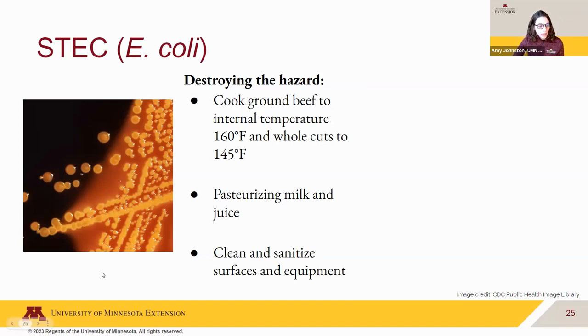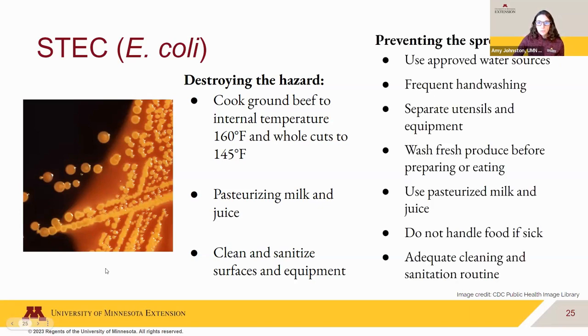Pasteurizing milk and juice made from raw fruits and vegetables will also destroy the bacteria. When preparing raw produce, it's very important to thoroughly wash it before preparing and eating, and protect it from contamination by storing it above or away from raw animal products.